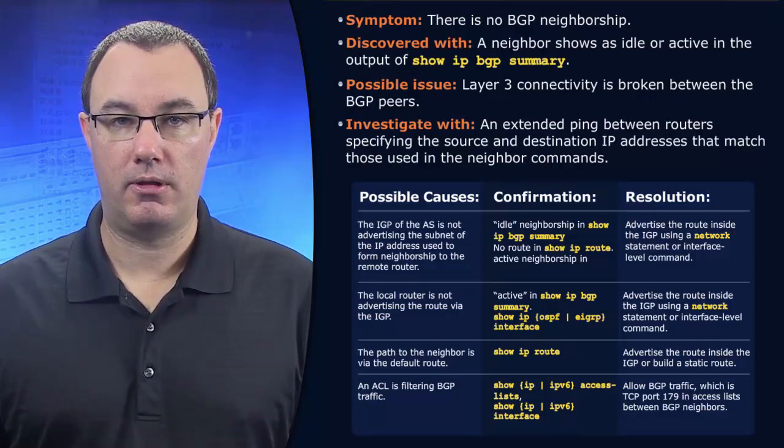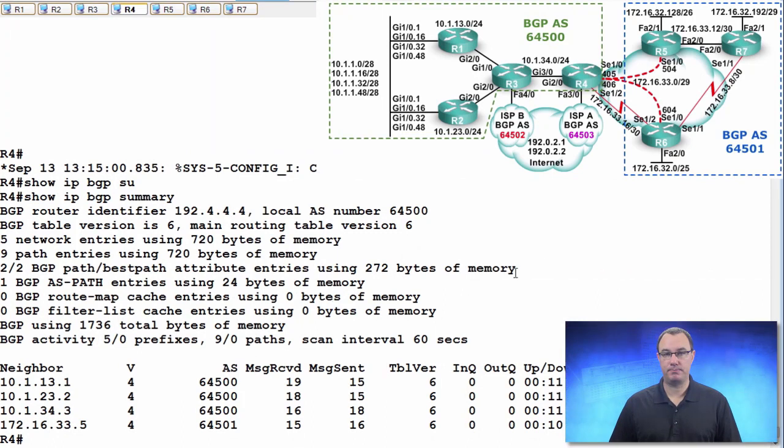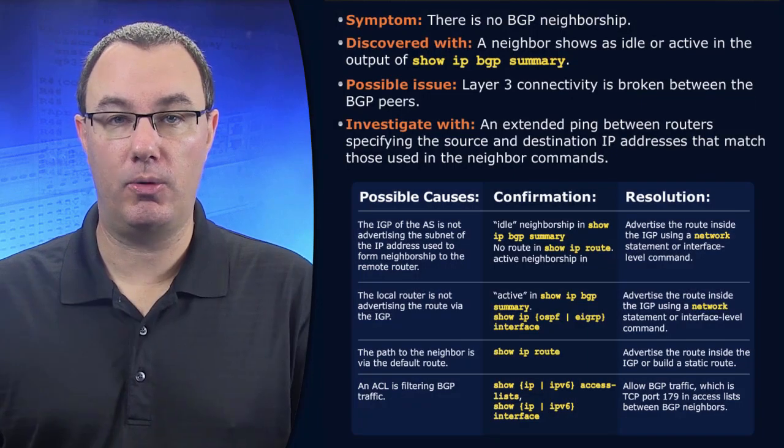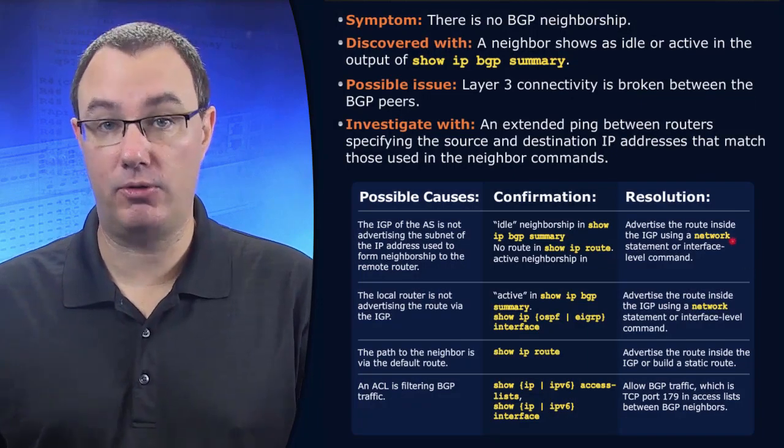So let me show you a little bit more about this. In this case, I have Autonomous System 64500. The best way to form adjacencies and neighborships in your iBGP is to peer to loopback interfaces. But what if R4's loopback interface is not being advertised to us? Well, then we are pointing to an IP address that might exist, but we don't know how to reach it. And so you would correct that issue by building in a network statement advertising our loopback interface.